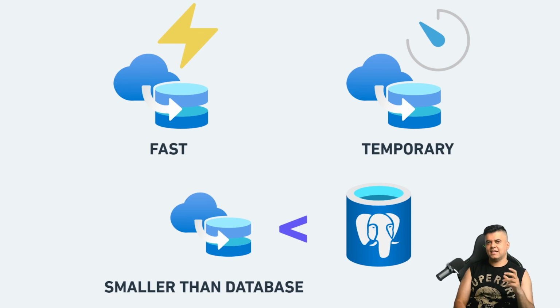Third, a cache is actually smaller than your database. You can't store everything in memory because memory is expensive, so you only cache the data that's accessed most frequently. And this is why caches use eviction policies like LRU, or least recently used, to automatically delete old or unused data when the cache is full. We'll cover eviction policies in a future video. What you need to understand is a cache is designed to be fast and small, which means you have to be selective about what you cache.